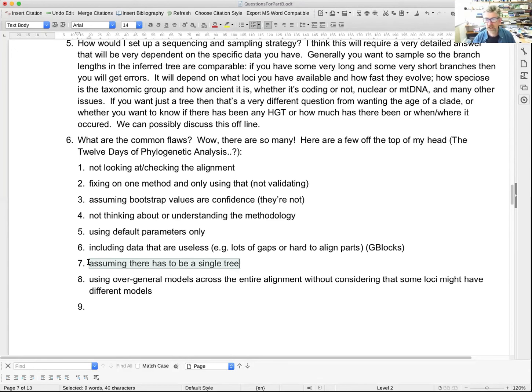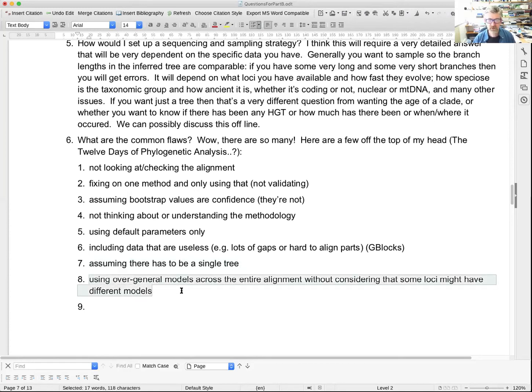And there are those methods I alluded to before, and concordance factor and the recombination seeking software that can help you identify where the information for a particular tree changes from maybe one tree to another tree. So it doesn't have to be a single tree.